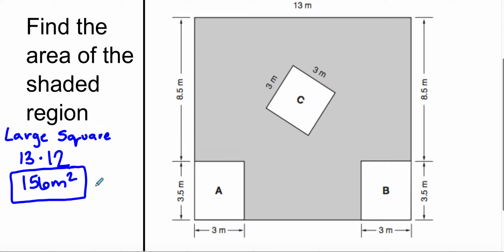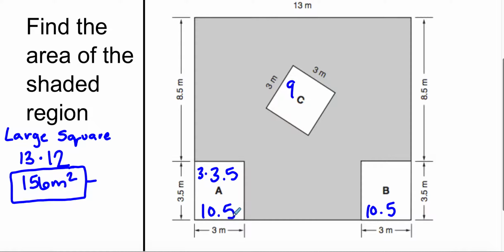What I'm going to have to do is subtract all these little squares from it. So when I get here, figure A, I need to take 3 times 3.5 to find the area of this one. When I do that, I get 10.5. Figure B has the exact same dimensions, so it's also 10.5. And figure C is 3 by 3, so that's only going to be 9.